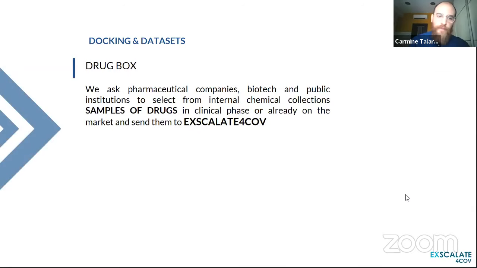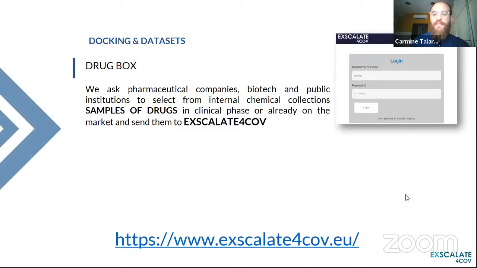So with Drugbox, we are asking pharmaceutical companies, biotech or public institutions to select from their internal chemical collection samples of drugs in a clinical phase or already on the market and send them to the Exscalate4CoV project. This is very, very easy.